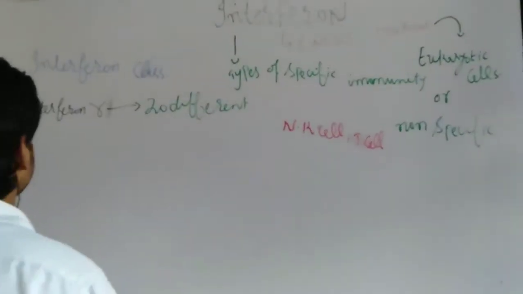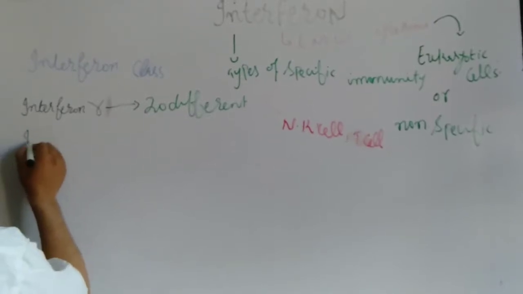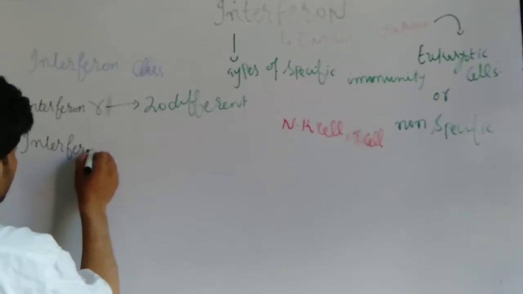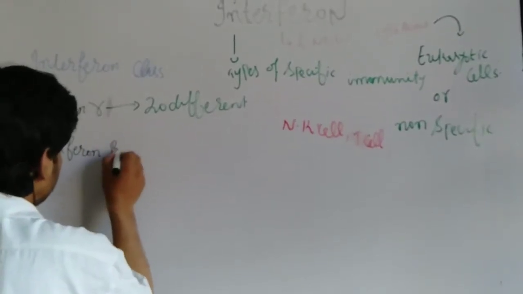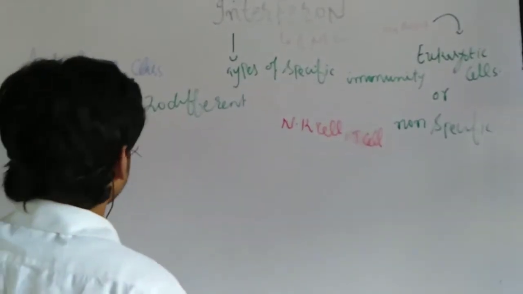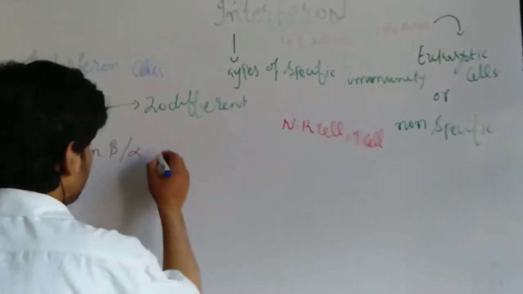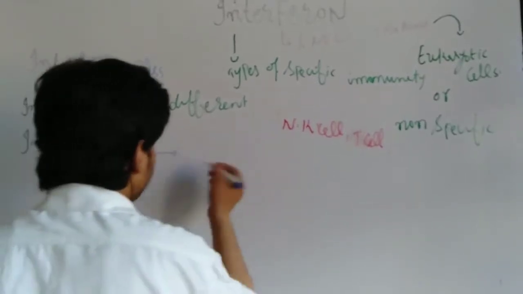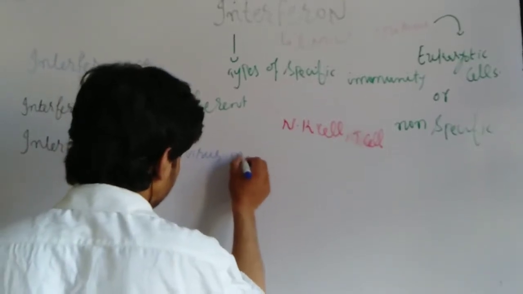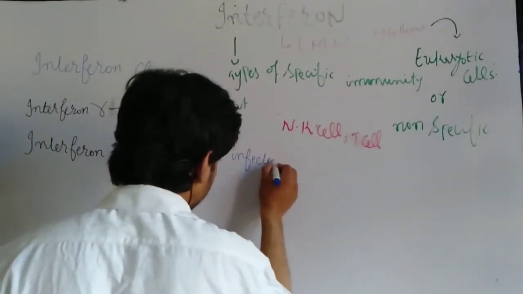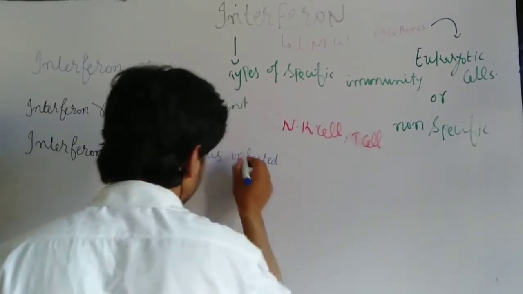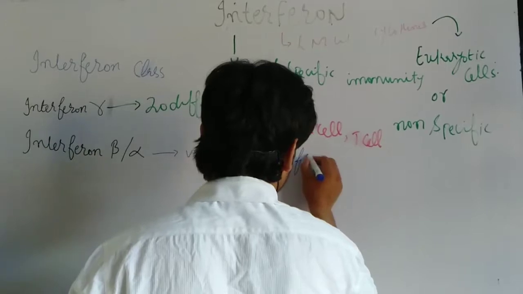Then we have another class of interferon, which we call interferon beta and alpha. Now interferon beta and alpha are usually secreted from virus infected fibroblasts.